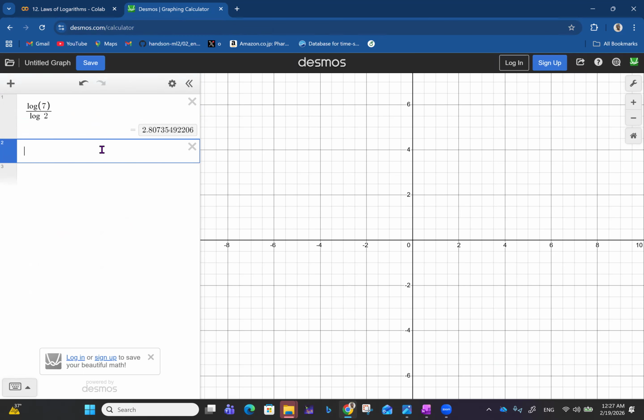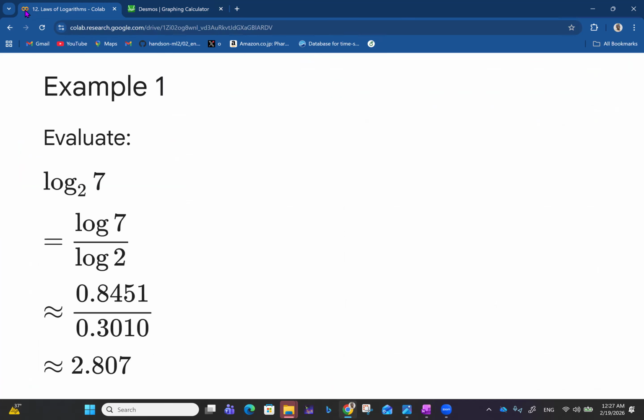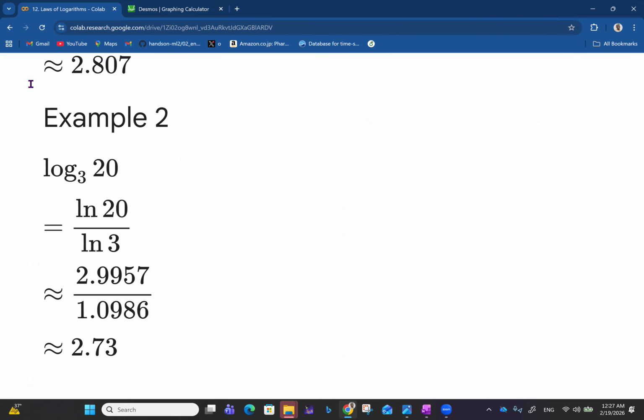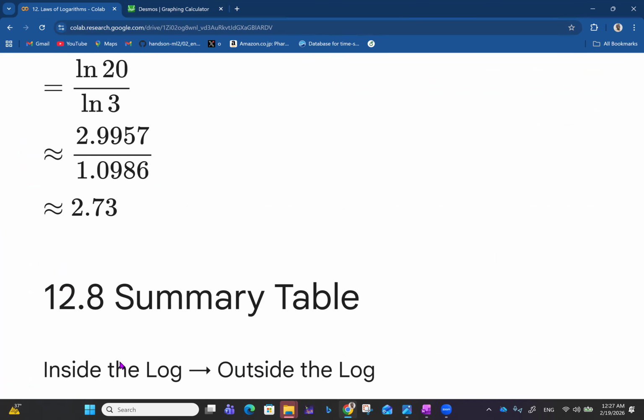So we have this. Now let me try ln 7 all over ln 2. Yeah, we get exactly the same thing. So anyhow you choose it, 2.807 there. Then here you have log 3 to base 20. That's simply ln 20 over ln 3, and you get approximately 2.73 in that regard.